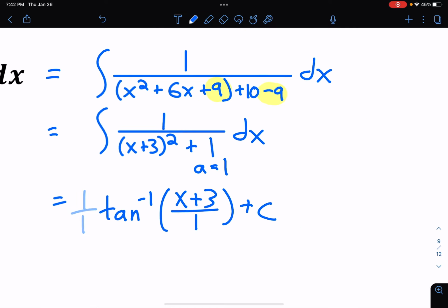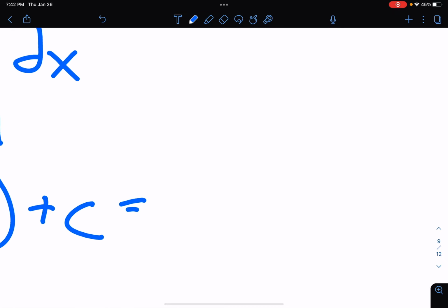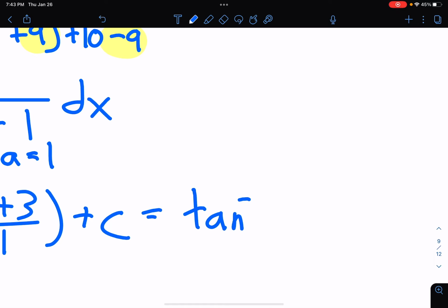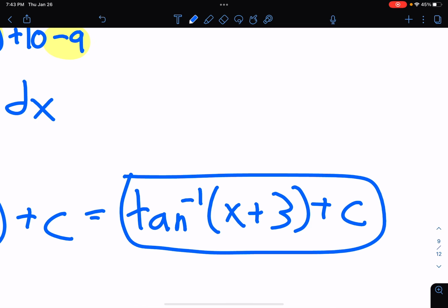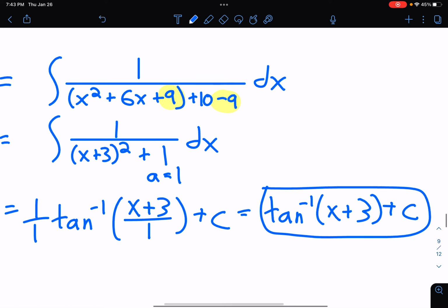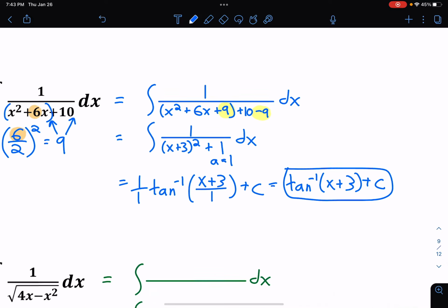Now, I don't need to leave all of this times 1 divided by 1, so let's just rewrite it nicely. Tangent inverse of x plus 3 plus c. And feel free to use the arctan notation if you prefer that. Okay, so a lot of these completing the square questions are going to get you back to an inverse trig antiderivative rule. Okay, let's take a look at the next one.